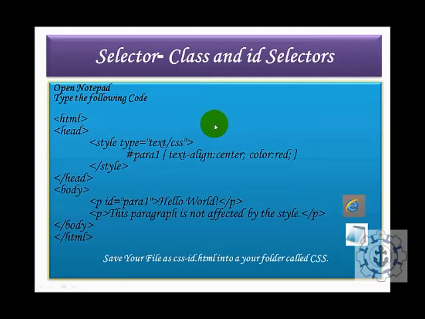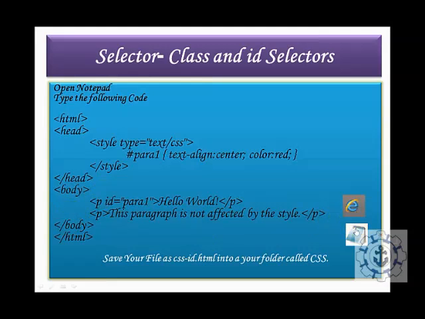So here is an example. Open a notepad and type the following code. HTML and head; inside the head you want to use the style tag. Style type is equal to text/css. This one is an ID, para1, text-align center, color red, and style close. I'm going to close the head and open the body. I'm going to use P, that is paragraph, ID is equal to para1, with the text Aloha World. So this other paragraph is not affected by this style, because I'm not going to use this ID.